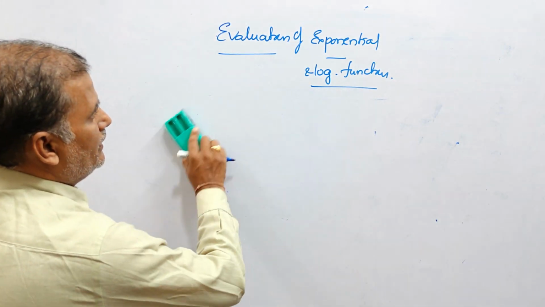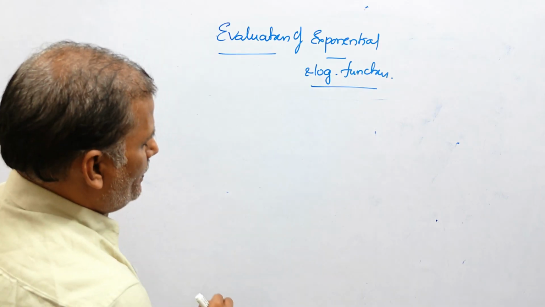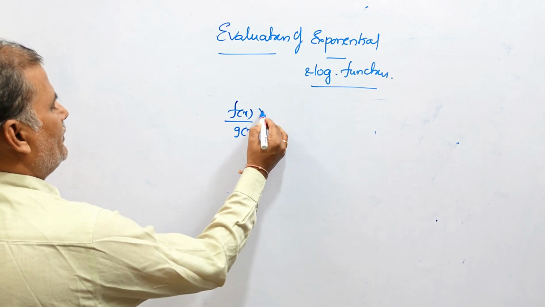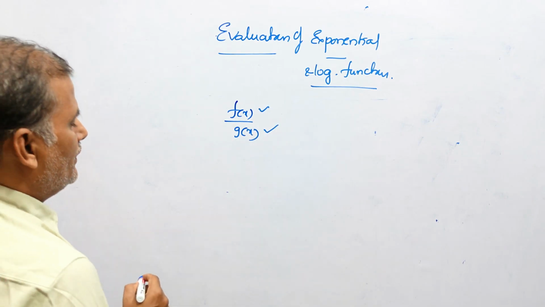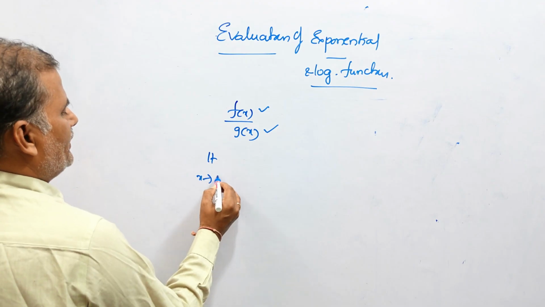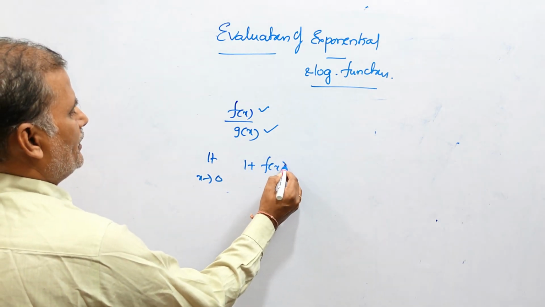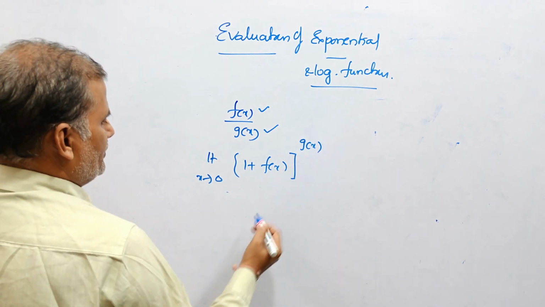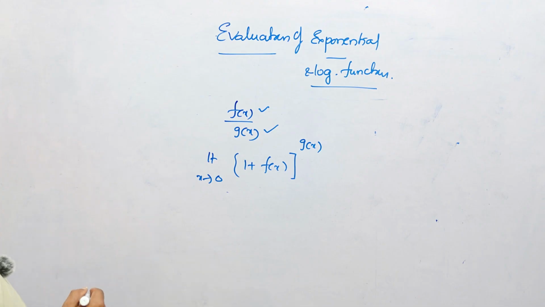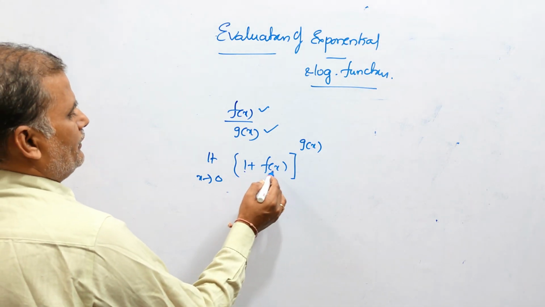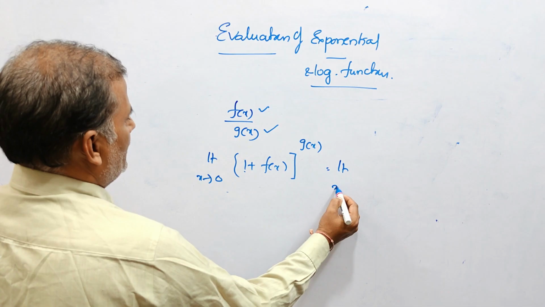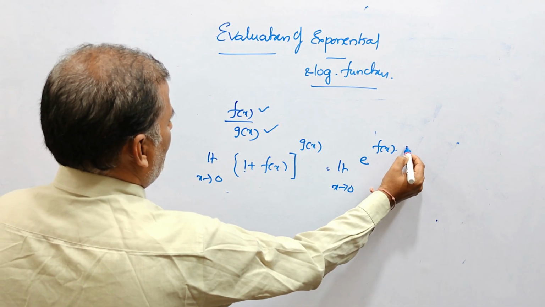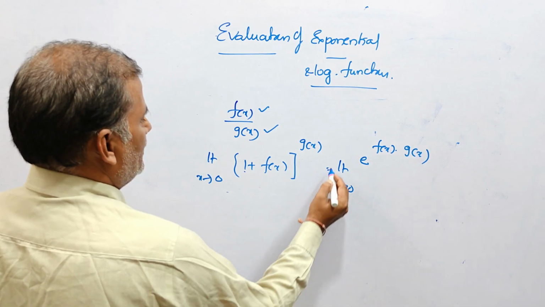By solving exponential and logarithmic functions. Here f(x) and g(x) are two real functions. Limit x tends to 0, the problem is in the form of (1 plus f(x)) whole power g(x). We convert 1 plus f(x) into (1 plus f(x)) power whole power g(x). Now limit x tends to 0, e power f(x) into g(x).